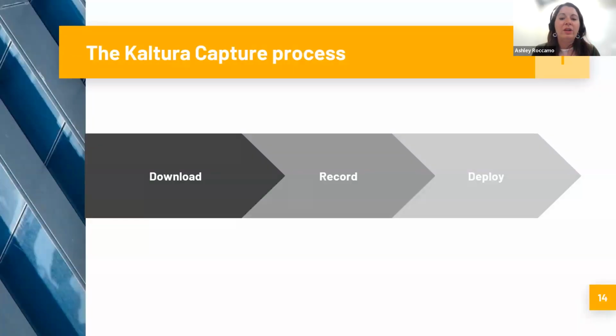All right, so we are going to take a look at Kaltura in Canvas. The essential process of creating a video with Kaltura is, the first step, we're going to download the software if you don't have it downloaded already. We are going to record our videos, and then we're going to deploy the videos. The deploying part is basically putting them somewhere in Canvas where your students can see.